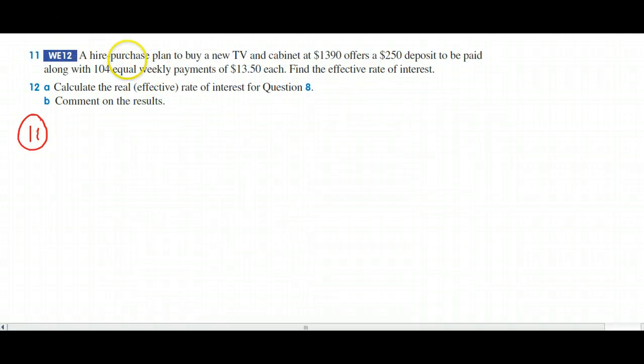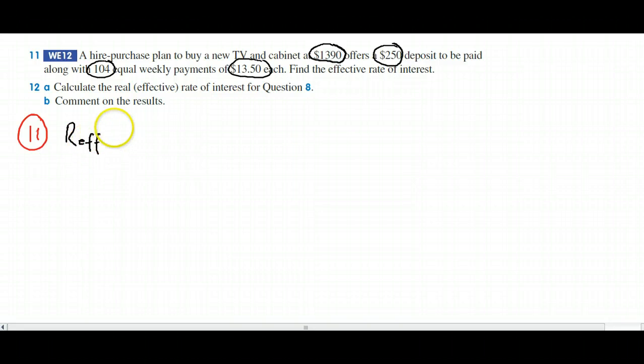Okay, in question 11, we've got a hire purchase plan to buy a new TV and cabinet that costs this amount of money, and we need to pay a $250 deposit along with 104 equal weekly payments of that much. We need to find the effective rate of interest. We need to use the equation to find the effective rate of interest, which we can get from the textbook or from the video if you've watched the video on this topic.